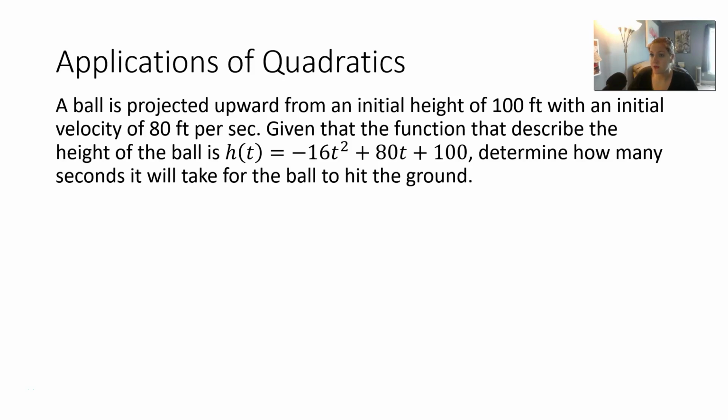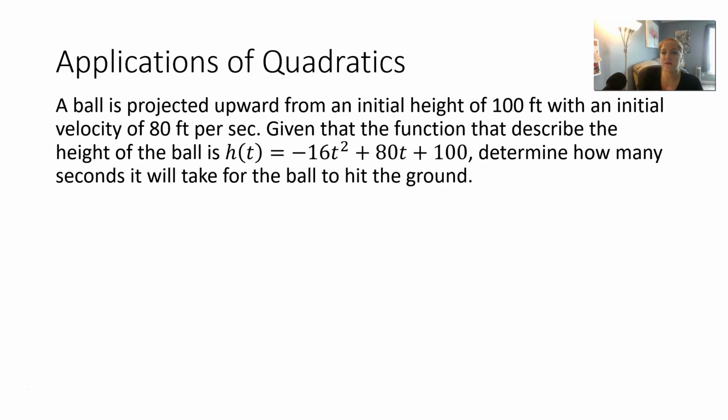The first application of quadratics that we want to look at is the arch or curve of throwing an object up in the air. So we all know gravity exists, right? So the ball is going to go up in the air and then come back down. So in this example, a ball is projected upwards with initial height of 100 feet and an initial velocity of 80 feet per second, and then it comes back down to the ground, right?